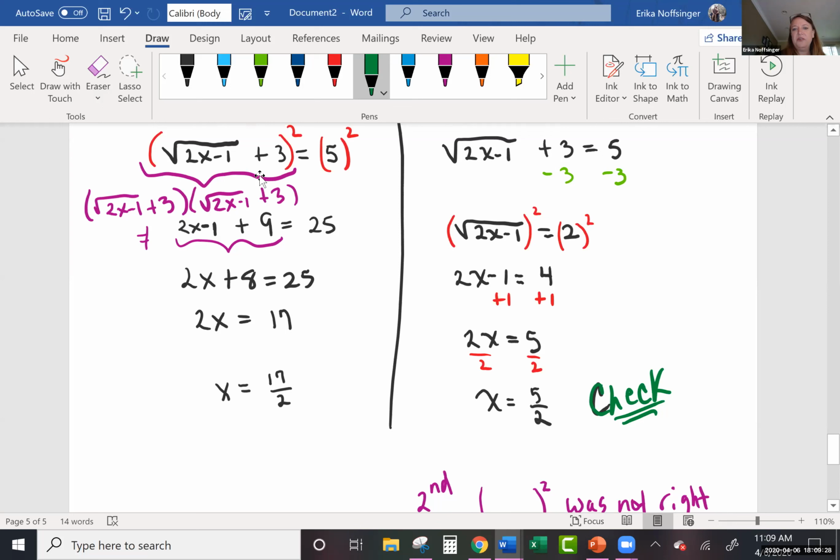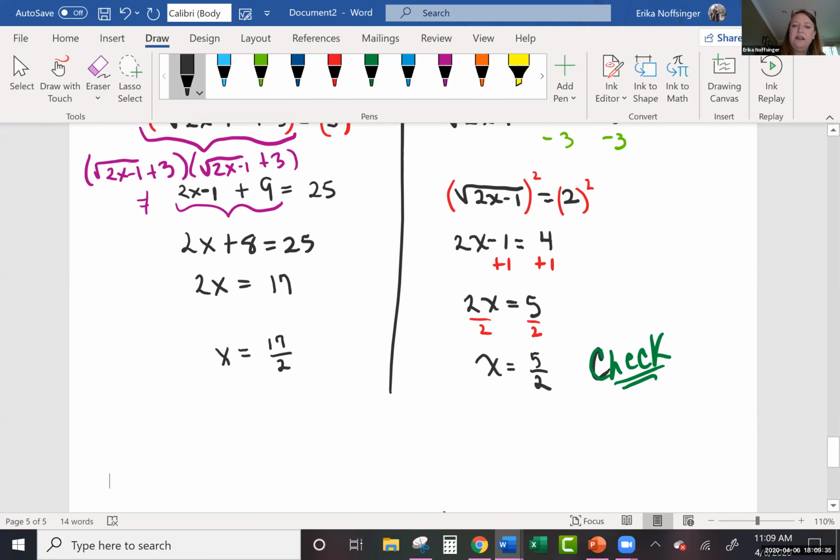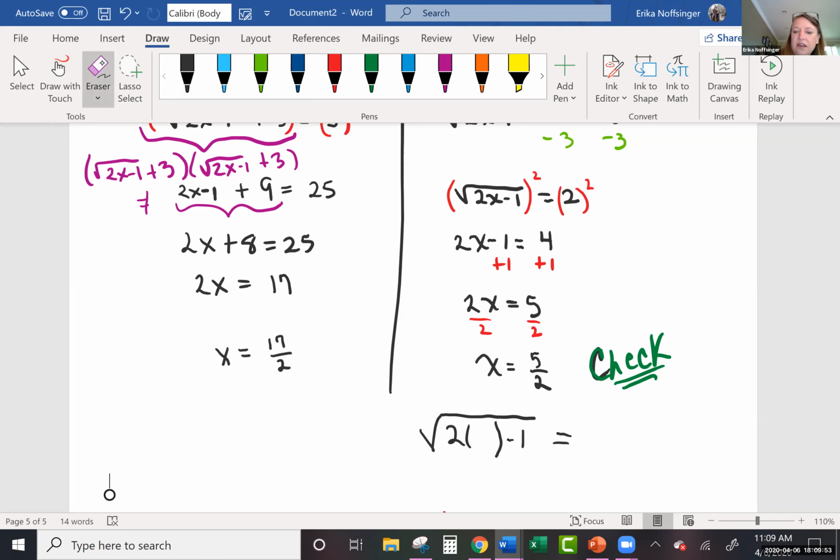And so doing that, let me just move that down. So we have the square root of 2 times x. So I'm going to replace that with 5/2 minus 1. Is this really equal to? Actually, go back to the original equation. And so this was plus 3 outside of the radical is equal to 5.